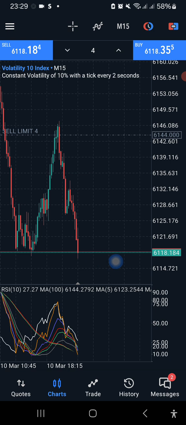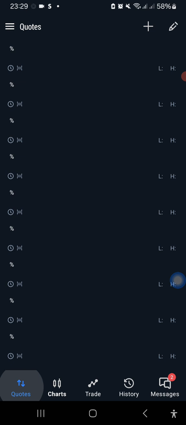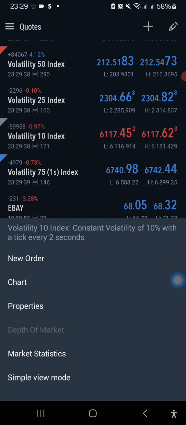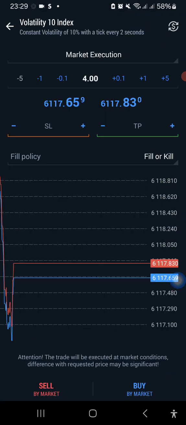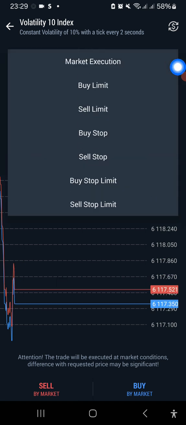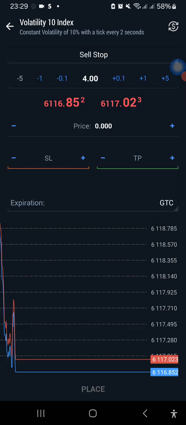So in this case, we won't place a limit order, we are going to place a stop order. Let me place a stop order. After that, I'll explain the two to you. Where is it? V10, new order. Then we move it from market execution to sell stop.